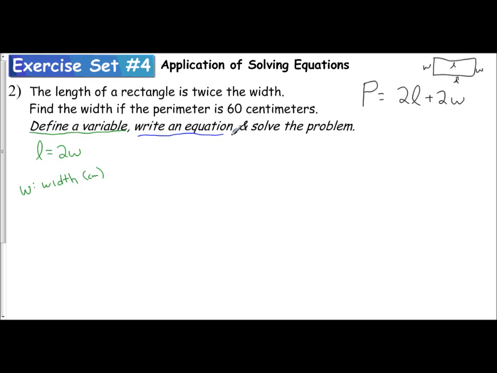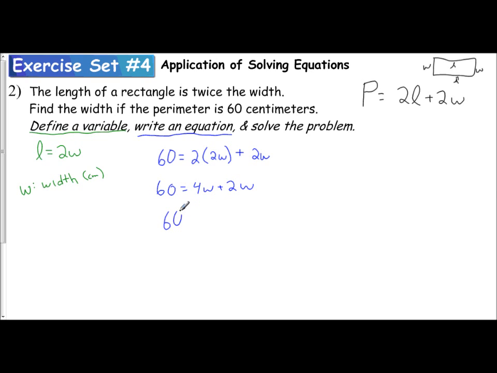To write the equation, we use the above. Your perimeter, which we're told is 60, equals twice the length, but I said I'm going to use 2W for my length, and then plus twice the width, another 2W. If we simplify to solve, we get 60 equals 4W plus 2W.